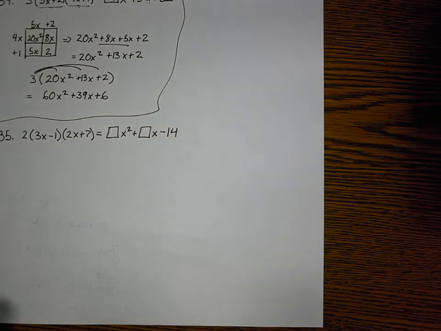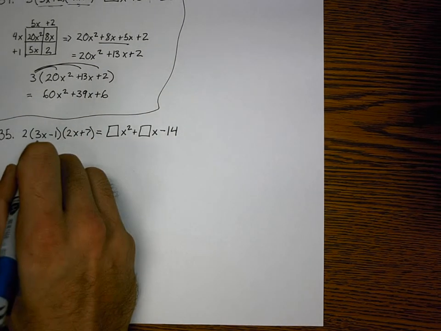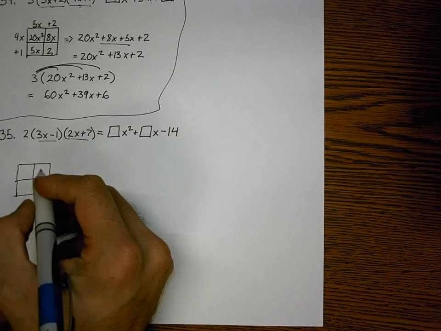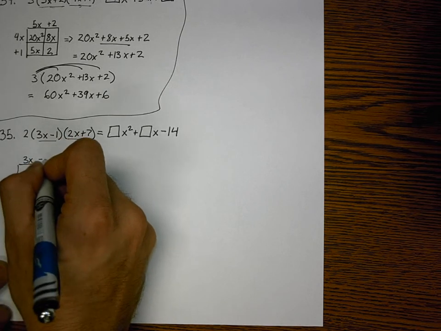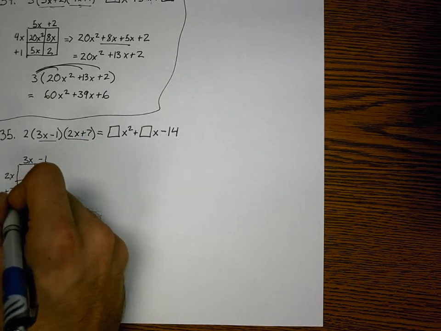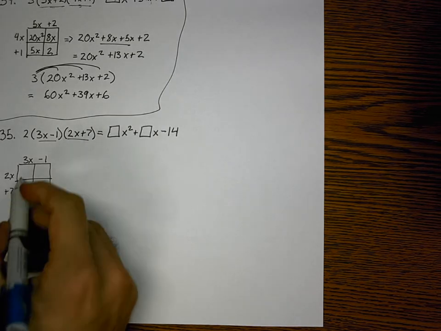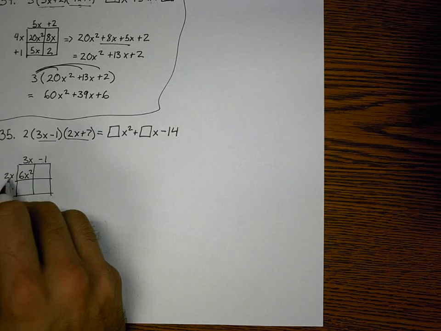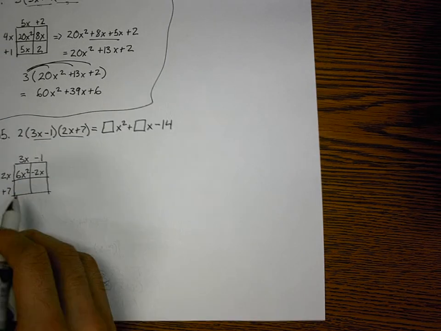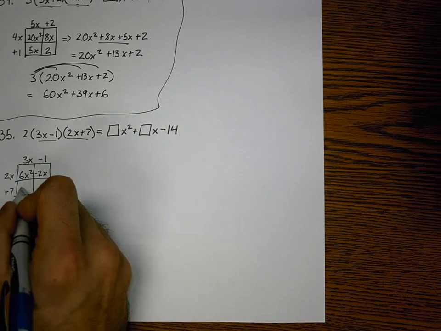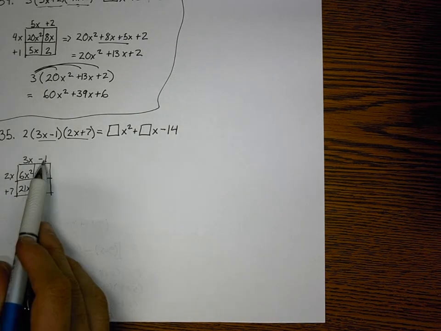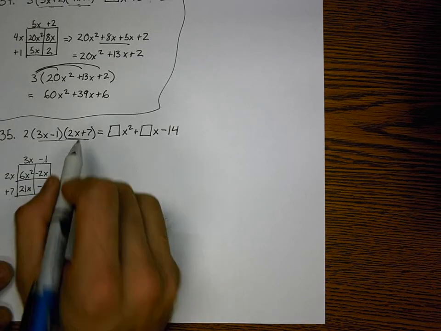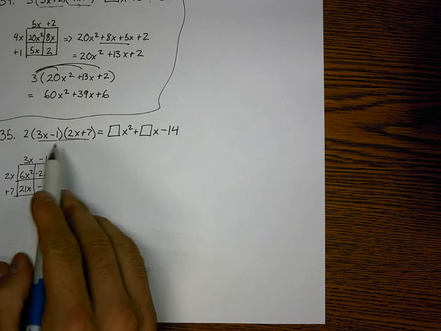Again, I'm going to multiply these out. Here's my base, here's my height. I'll take those 2 first. So I have 3x minus 1, 2x plus 7. Here I have 2 times 3 is 6, x times x is x squared. Negative 1 times 2x is negative 2x. 3x times positive 7 is 21x. Negative 1 times 7 is negative 7. So that is everything when I multiplied these 2 together.